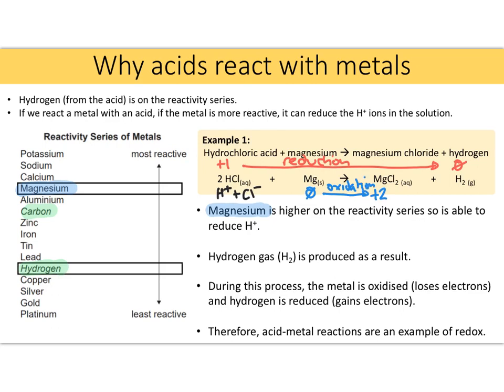So what that means is that overall these acid-metal reactions that we're looking at are examples of redox reactions. Remember, redox is when a reaction involves both reduction and oxidation at the same time, and really you can't have one without the other anyway.